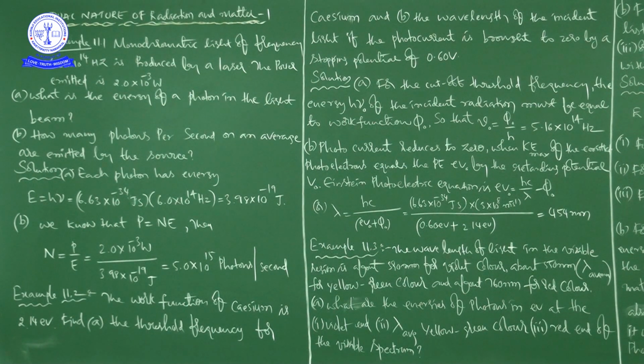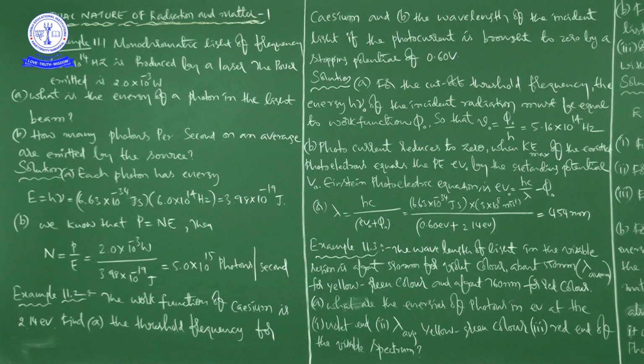The work function of cesium is 2.14 electron volt. Find A, the threshold frequency for cesium, and B, the wavelength of incident light if the photocurrent is brought to zero by a stopping potential of 0.60 volt.